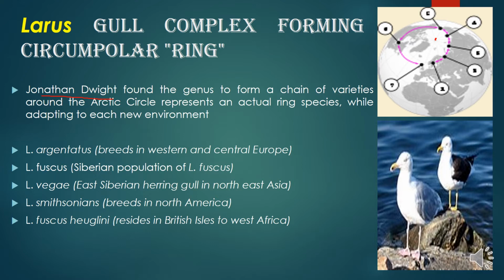Number one is Larus argentatus, which breeds in western and central Europe. Not only this species but also other species have a slight difference in their ecological niche, and they also have some external changes, that is, a slight difference in the coloration of their plumage. Here we see two of these ring species, and one has a slight grayish plumage on its wings, while the other has black plumage like this.